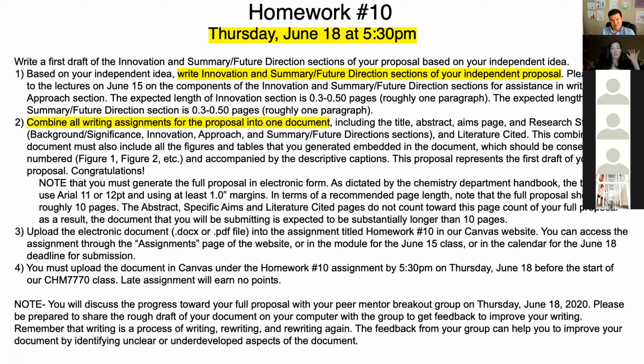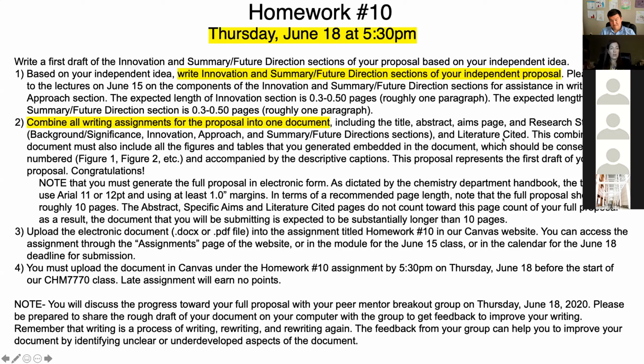Now, after you get this first draft on Thursday, you can start the process of rewriting and rewriting and rewriting that we've been talking about for weeks. So combine all your writing assignments. This includes the title, the abstract, the aims page, and then this full research strategy, which is a combination of the background and significance, innovation, approach, and the summary future direction section. You'll end with your literature cited.